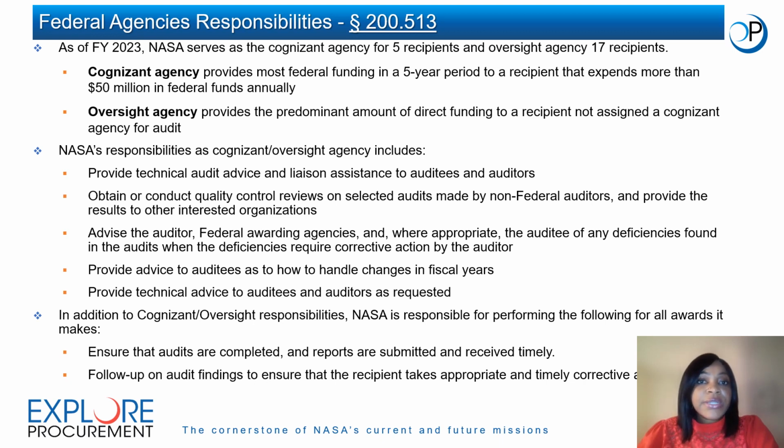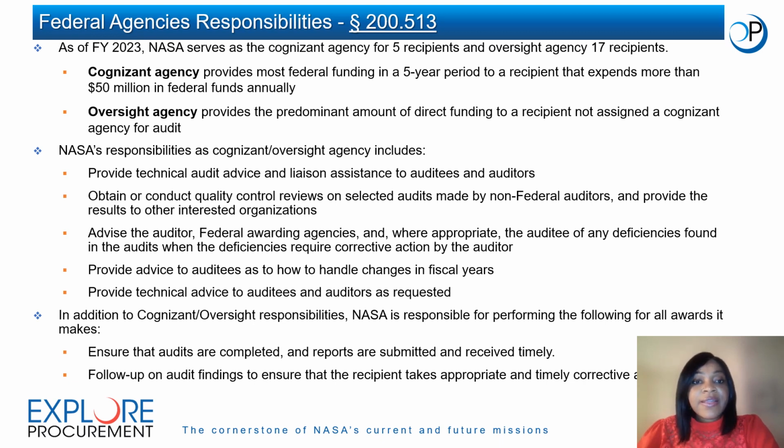As of fiscal year 2023, NASA serves as the cognizant agency for 5 recipients and oversight for 17 recipients. Entities may refer to their schedule of expenditures, also known as the SEFA, to determine their assigned cognizant or oversight agency based on the total amount of direct funding.